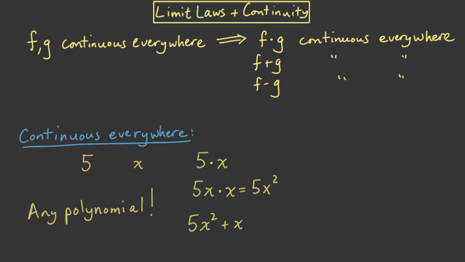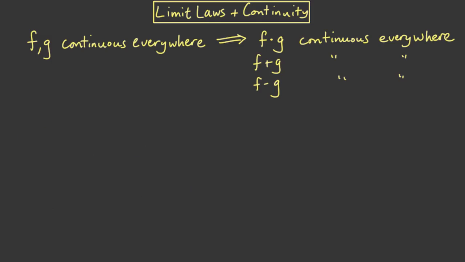What else can we do? Well, we had a limit law for division, part 1 anyway, in the case where the limit of the denominator was not 0. And that tells us that if f and g are continuous, then the quotient f over g will be continuous also, as long as we're talking about points where g is not 0. In other words, as long as the quotient is defined.